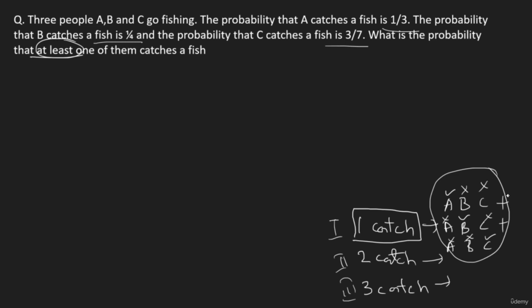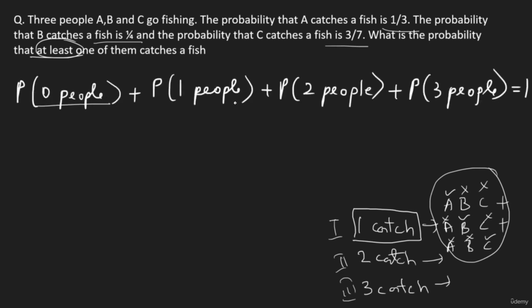An easier method would be using the concept of exhaustive events. We know that all the possible events are either 0 people catching a fish, 1 person catching a fish, exactly 2 people catching a fish, and exactly 3 people catching a fish. That's all the possibilities, right? Therefore, these 4 events, this one, this one, this one and this one, are a set of exhaustive events. That's why the probability of 0 people catching a fish plus the probability of 1 person catching a fish plus the probability of 2 people catching a fish plus the probability of 3 people catching a fish is equal to 1, because these are exhaustive events, right?